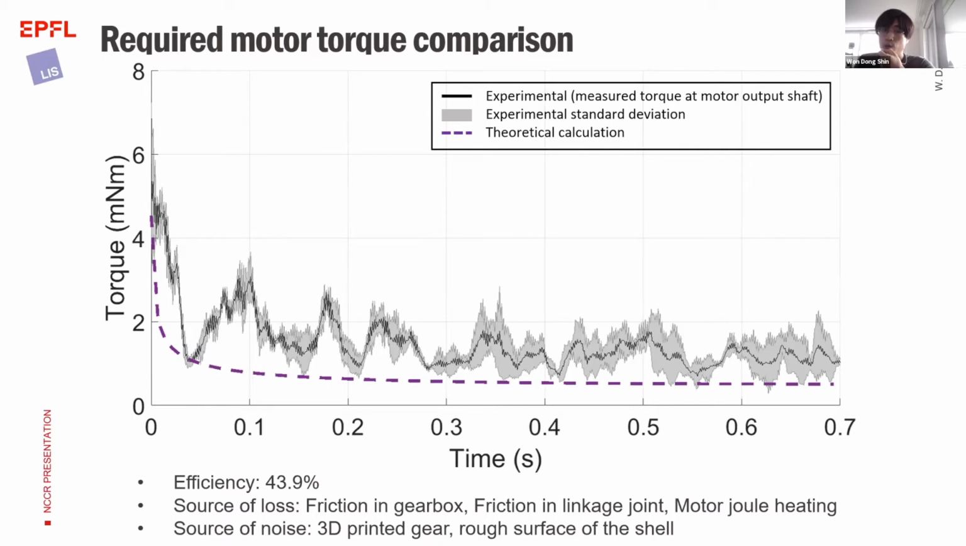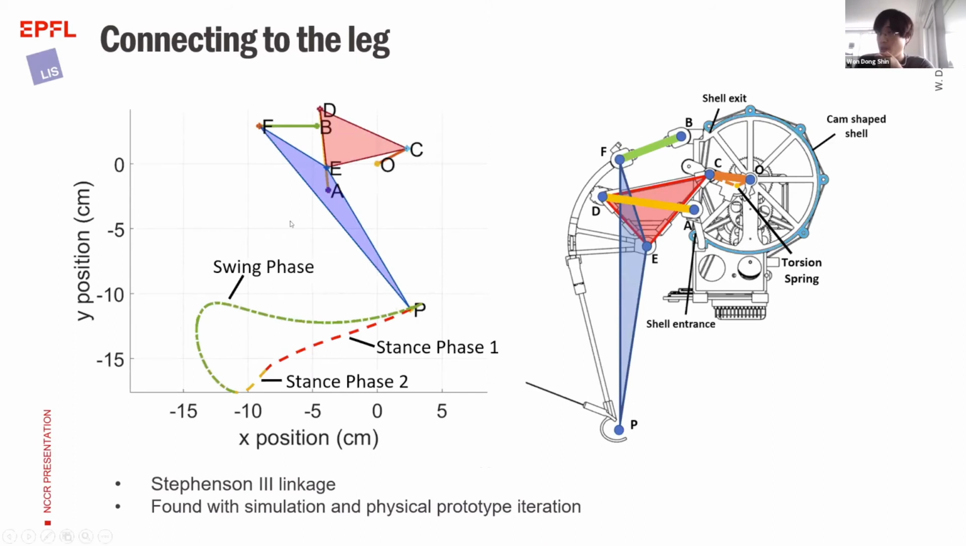And with this inverted cam design, now it's time to connect it to the leg. So here's the design for the linkage leg I designed. The left one shows a plot of how the linkage looks and also the corresponding foot trajectory we have. Stand phase one tells us when the cam is just storing energy, but the robot is still on the ground. And stand phase two is when the spring is activated to push off the ground.